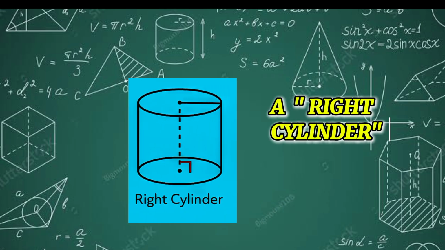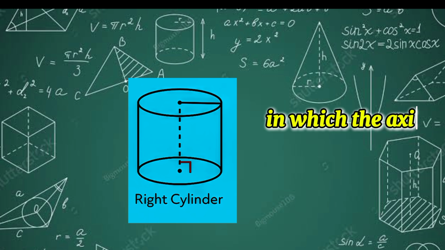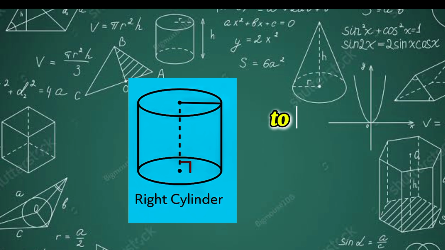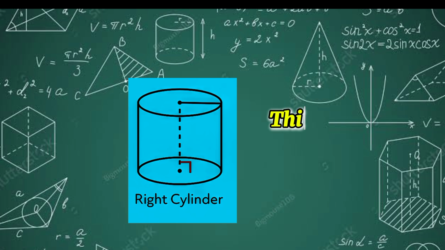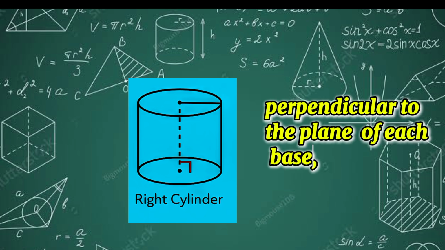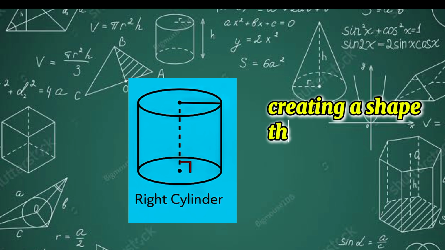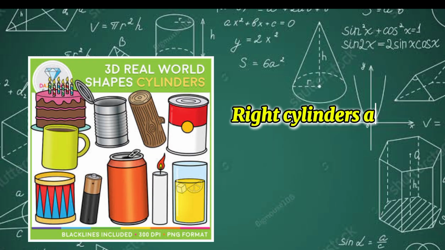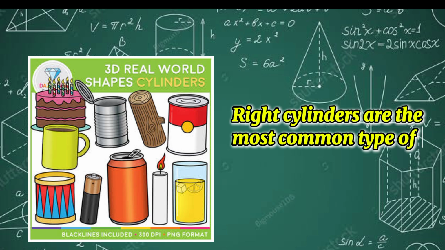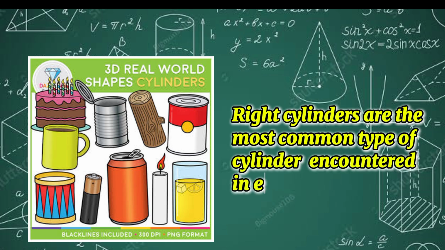A right cylinder is a cylinder in which the axis is perpendicular to the circular bases, forming a right angle. This means that the axis is perpendicular to the plane of each base, creating a shape that stands perfectly upright. Right cylinders are the most common type of cylinder encountered in everyday life.